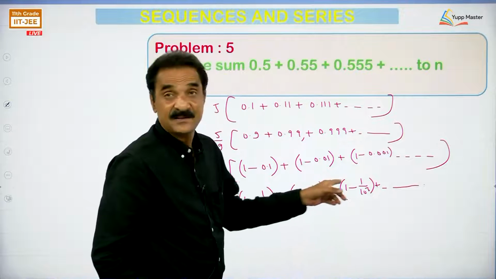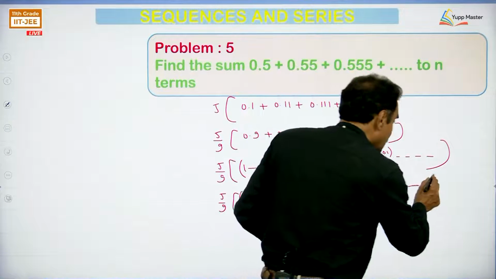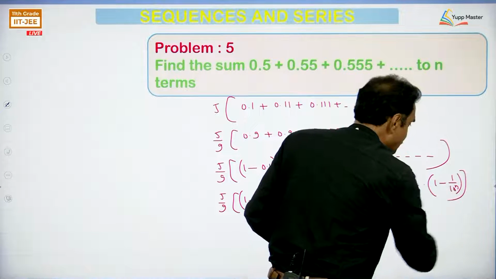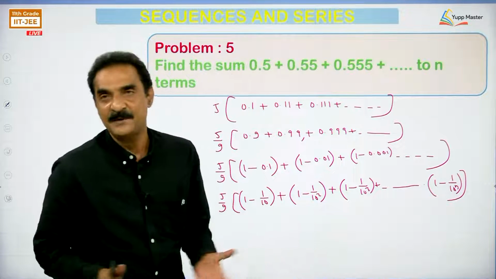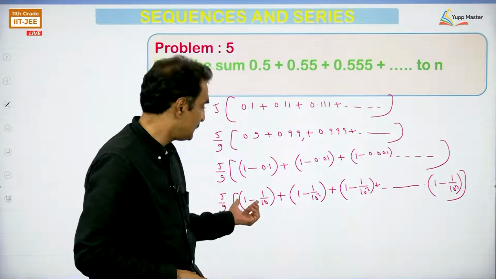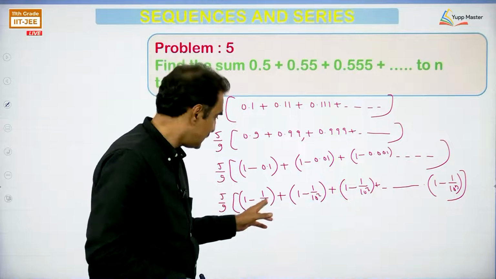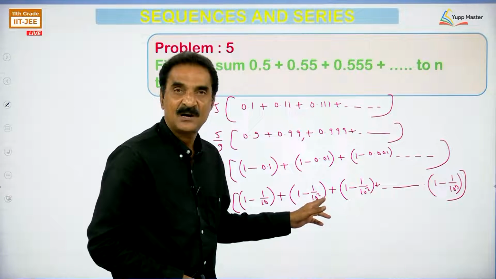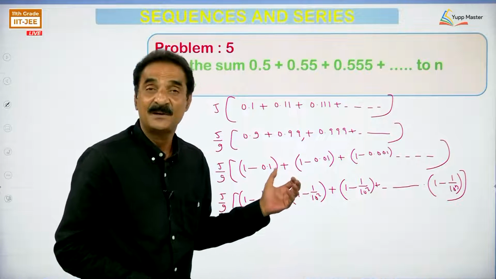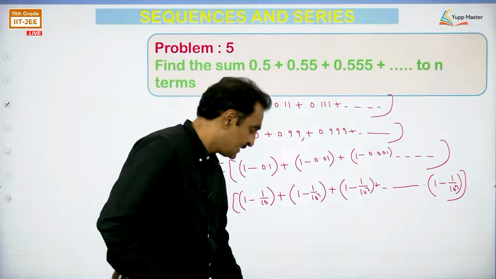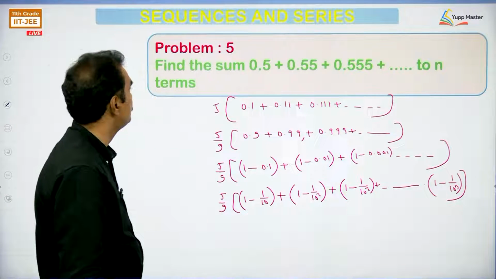Now you can tell the nth term. Nth term is 1 minus 1 by 10 power n. Now you can complete the calculation work, collect the first terms 1 plus 1 plus 1 and so on, that is n. Collecting the second terms and taking minus common, that will be a GP with common ratio 1 by 10. So you complete the calculation. Let us proceed to the next question.